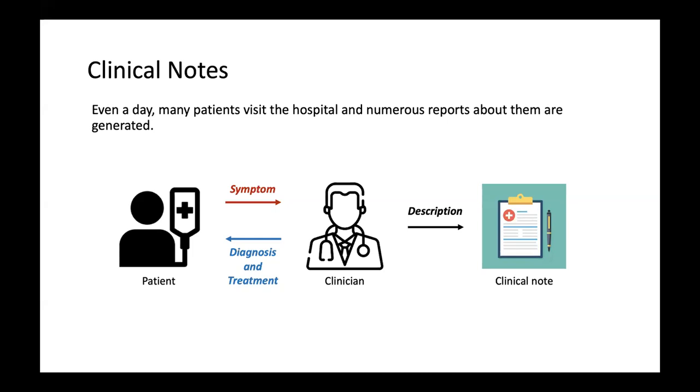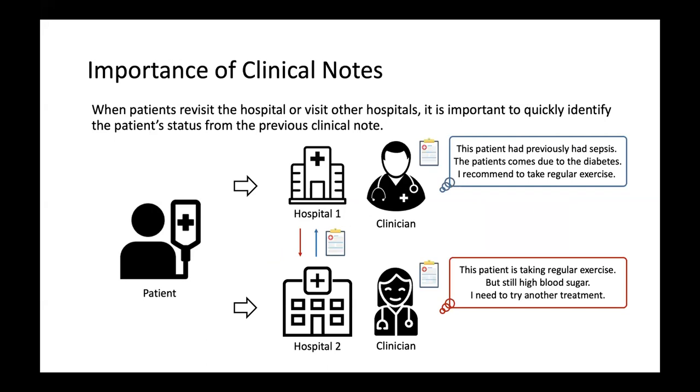We expect that a lot of patients visit the hospital, so we also have numerous clinical notes. So it is very important to identify the patient status from the previous hospital to the next hospital. Here, a patient visits hospital one first, and the clinician there wrote down that this patient previously had sepsis. This patient comes due to diabetes. So the clinician in hospital one recommended taking regular exercise to the patient.